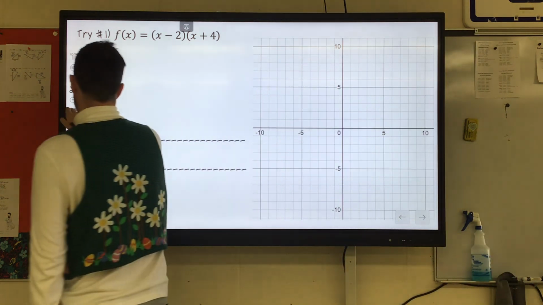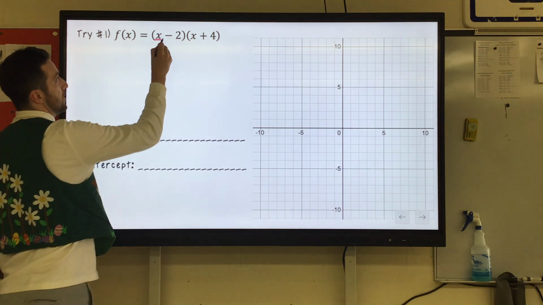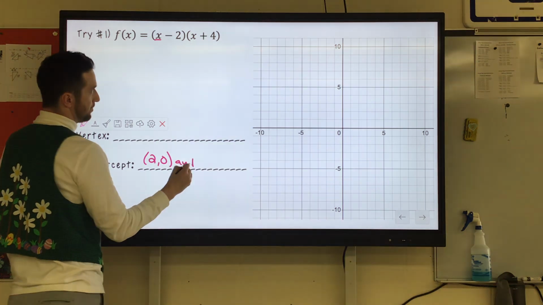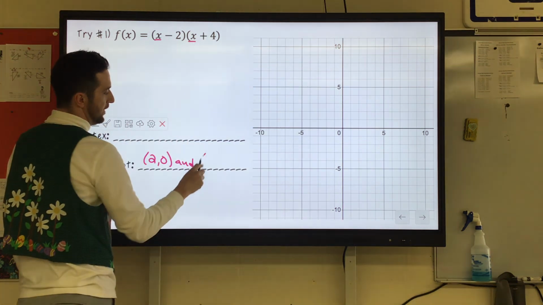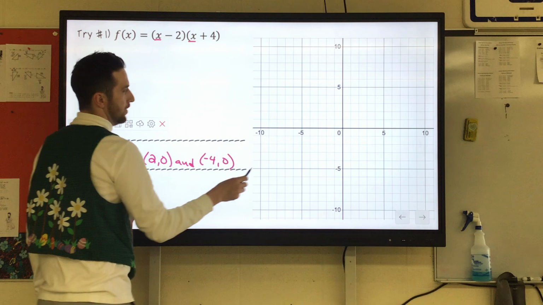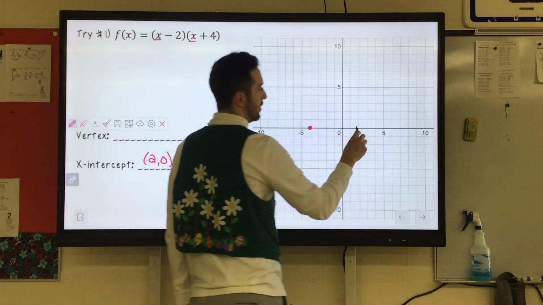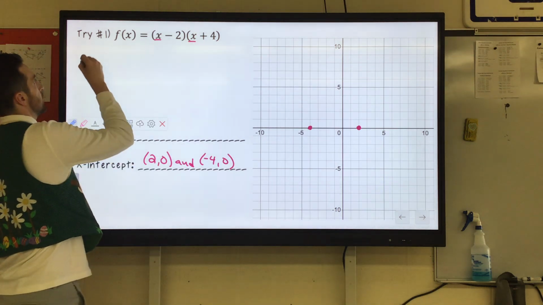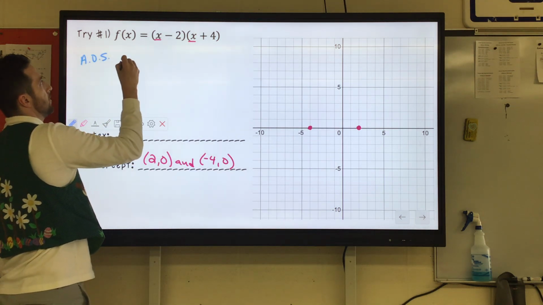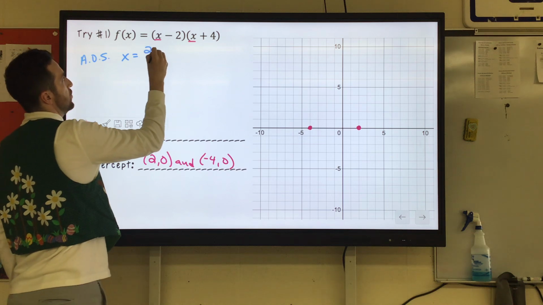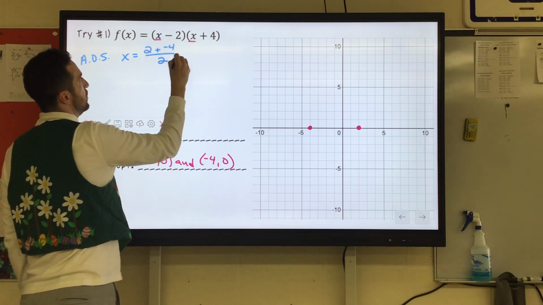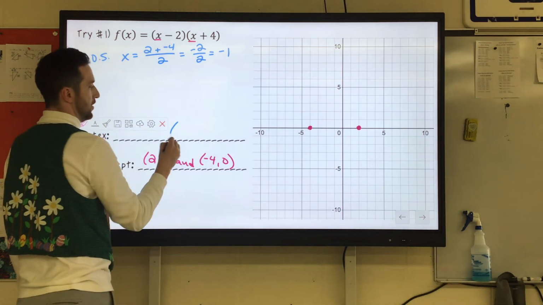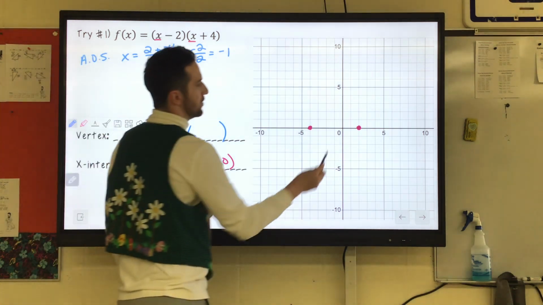All right, x minus 2, that means it's going to be a positive 2. X plus 4, that would be negative 4. Symmetry equals 2 plus negative 4 over 2, negative 2 over 2, which is negative 1, which is the x-coordinate of the vertex.